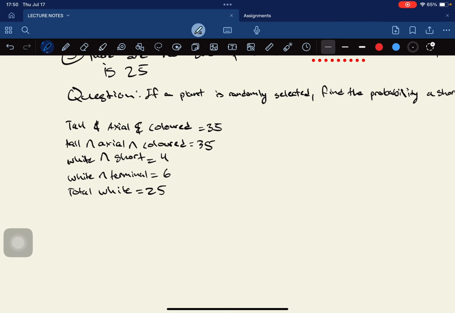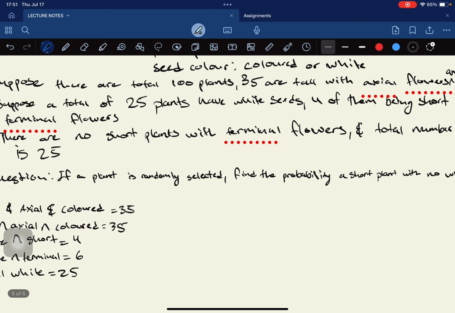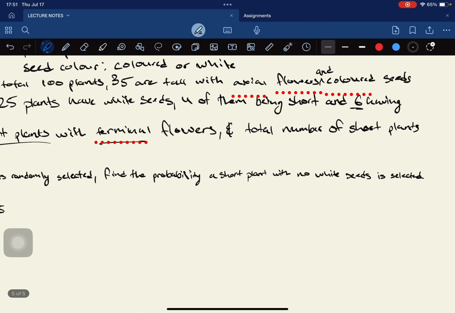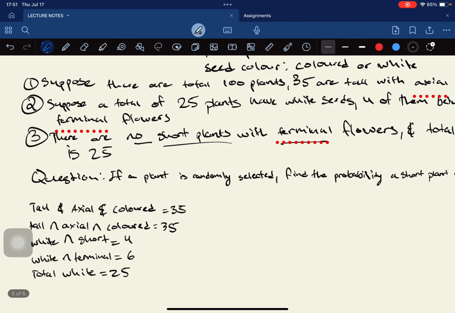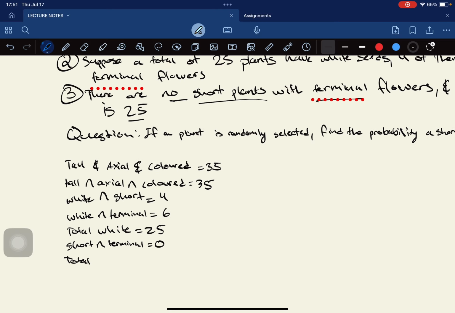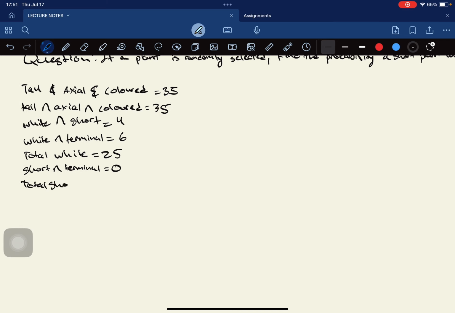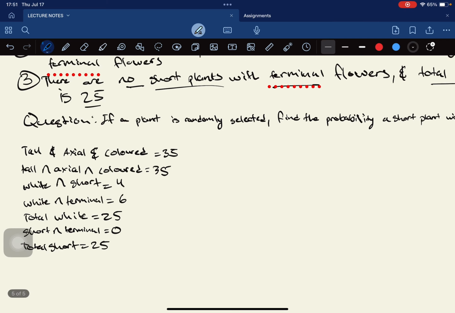The third bit of information we have is that there are no short plants with terminal flowers, and the total number of short plants is 25. So short intersect terminal would be 0. And total short, it said we have 25. The total number of short plants is 25. I'm pretty sure.